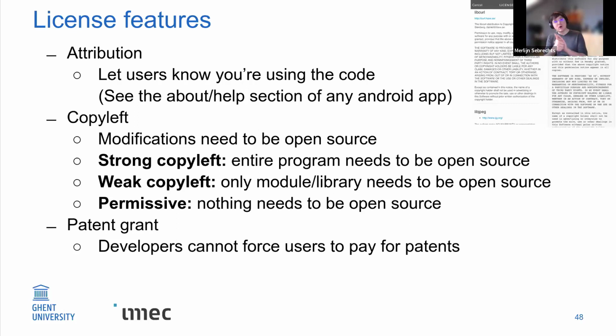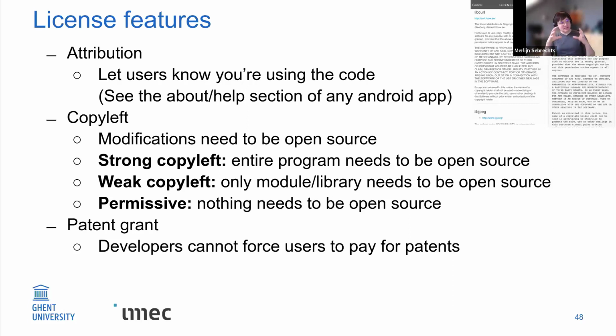A second feature of an open source license is copyleft. Copyleft means that any modifications that you make to the open source software also need to be open source. There's basically 3 variations of copyleft. The first one is strong copyleft, and that means that even if you use a single library inside of your closed source software, even if you use a single copyleft library in your software, you need to make your entire program open source.